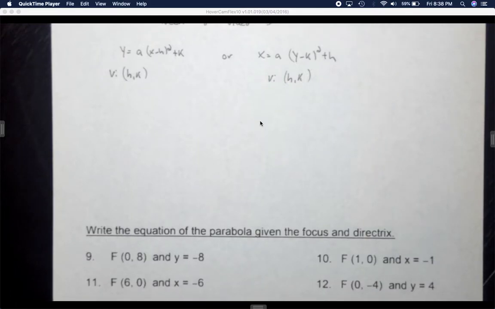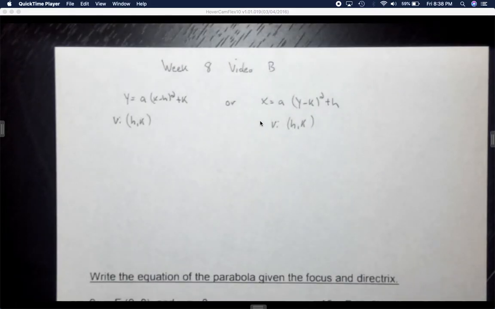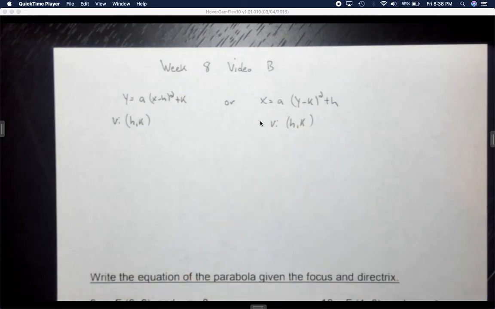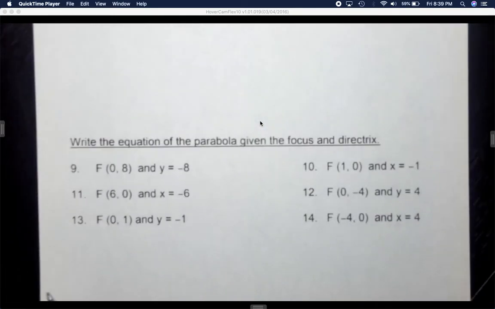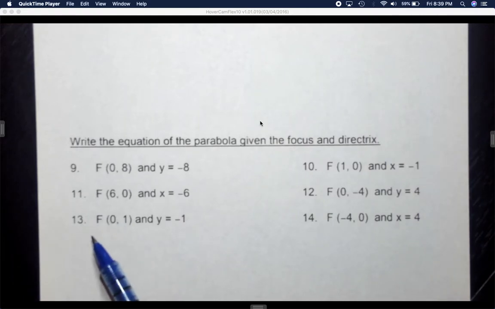Week 8, video B. So this video is going to be almost exactly the same as the last one. You need to know your two equations, whether it's facing left, right, up or down, so that way you will be able to write an equation of a parabola. Now, instead of giving you the vertex at 0, 0, I'm actually going to give you a focus and a directrix and ask you to write an equation given those two pieces of information.